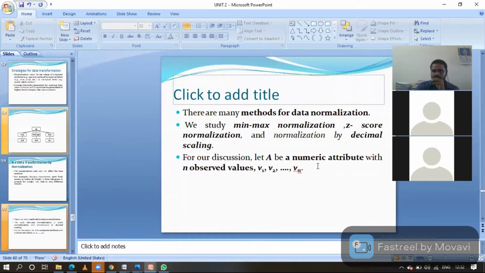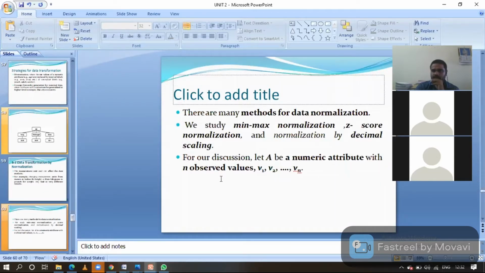Okay, from v1 to vn. Vn is the last attribute value, and v1 is the first value of that attribute. All these attributes are numerical attributes: v1 is numerical, v2 is numerical, and vn is also numerical. What is the name of that attribute? A is the name of the attribute.